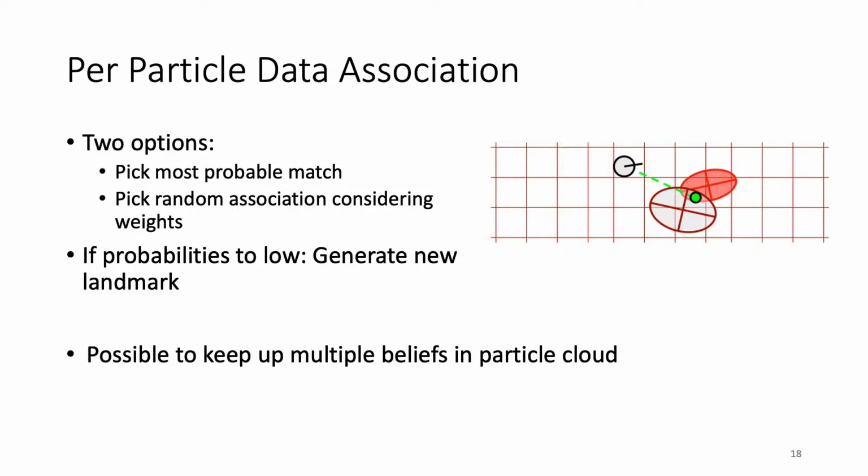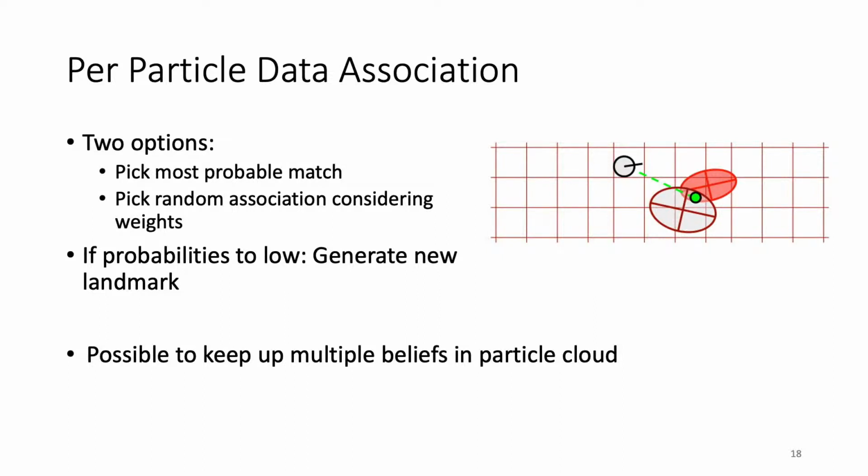There are basically 2 options. First is to just pick the most probable match. So, what is the closest one, what fits best with the EKF. The other is that we pick the association, again, randomly, considering some weights. Okay, the one that is closer probably should have a higher chance of getting picked. And putting in randomness usually works out quite well. And generally, if the probability that we are in one certain landmark is too low, then we just say, okay, we probably have a new landmark and generate a new one.